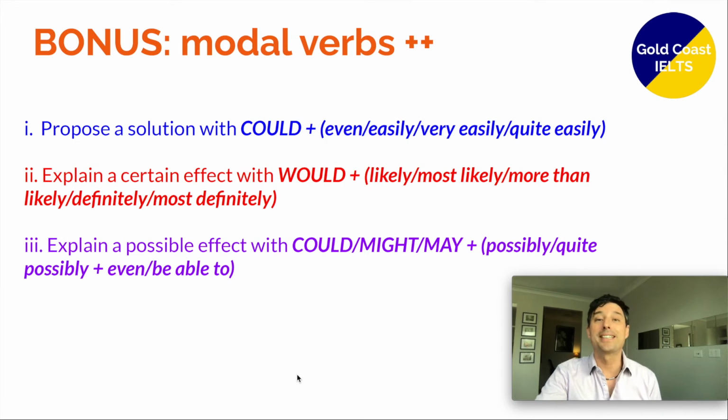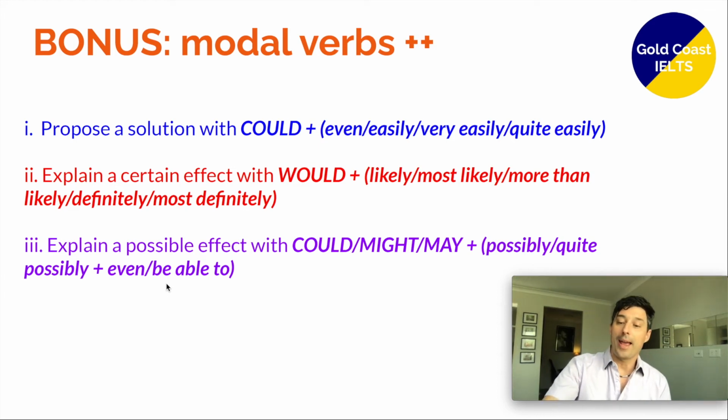Okay guys, here's the bonus for today. It's modal verbs plus plus. So there are some other cool things we can add to the modal verb to make the language even more special. So for our solution, we could have could plus even or easily or very easily or quite easily. For our certain effect, we could have would plus likely, most likely, more than likely, definitely, or most definitely. And for our possible effect, we could have could, might, may, plus possibly, quite possibly, plus even, or be able to.